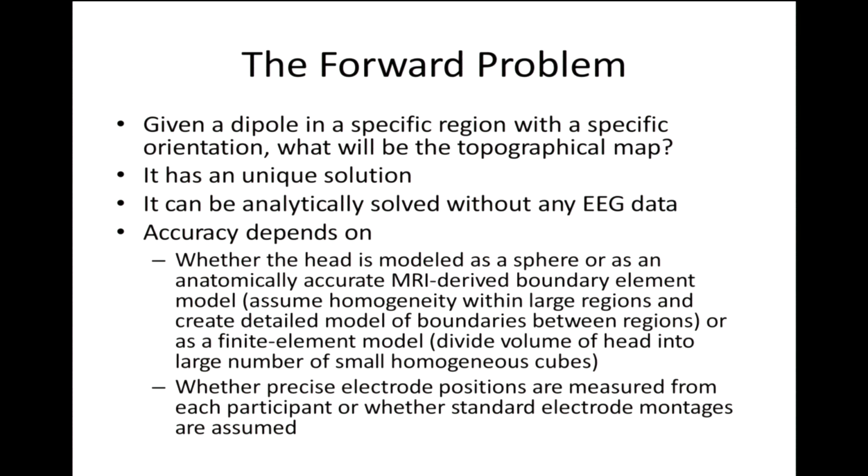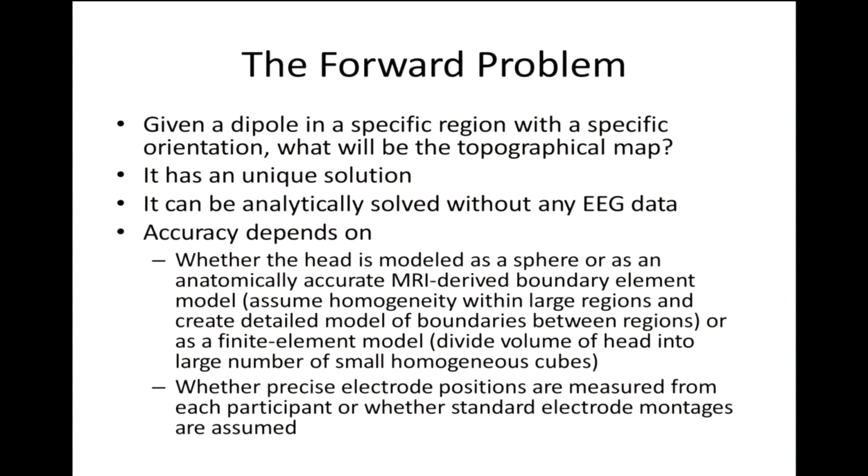And as I mentioned, this is a mathematical problem that can be solved. It has a unique solution, and it can be solved without knowing an EEG. You only need to know where in the brain you are allocating that source, with what orientation, what layer. So you just have to configure where you are allocating that neural source as input. It can be analytically solved, what EEG you will get if there is only one source.